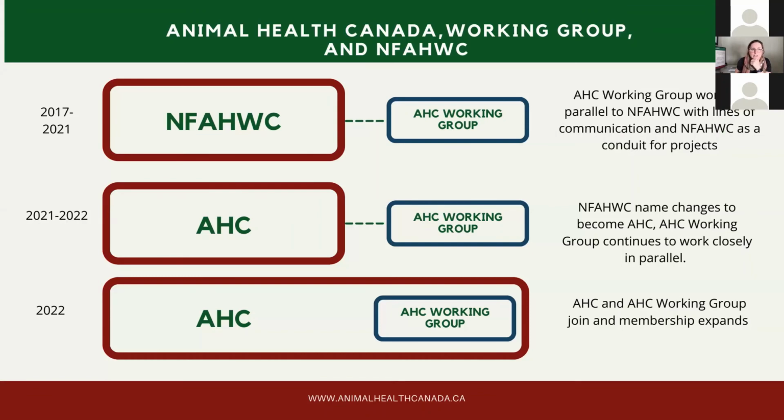As our name has changed, here is a schematic of how our organization, Animal Health Canada, interacts with the Animal Health Canada Working Group and where our plans are at. Because it can be very confusing to think about, okay, it was Council, now it's Animal Health Canada, where are all of these things fitting together? So essentially from 2017 to 2021, the National Farmed Animal Health and Welfare Council ran parallel to the Animal Health Canada Working Group, although we were the conduit for projects and were able to be the project managers and support the Animal Health Canada Working Group as they created the governance study, etc.